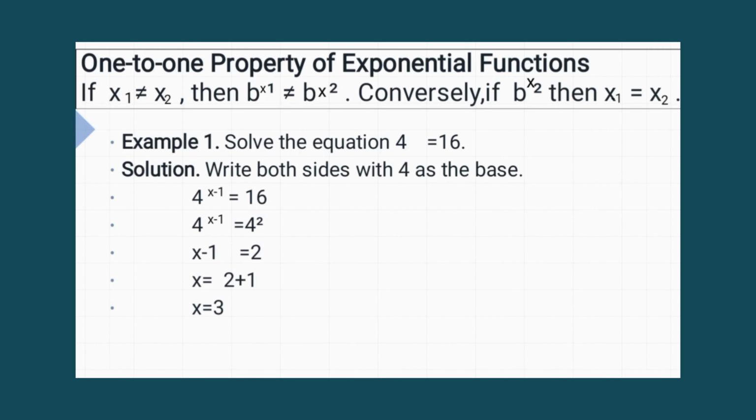Example 1. Solve the equation 4 raised to x minus 1 is equal to 16. Solution. Write both sides with 4 as the base. Since our base is already equal, we can get the exponents and equate them, so x minus 1 is equal to 2. So we will move negative 1 to the right side together with the positive 2. So therefore, x is equal to 2 plus 1, and x is equal to 3.